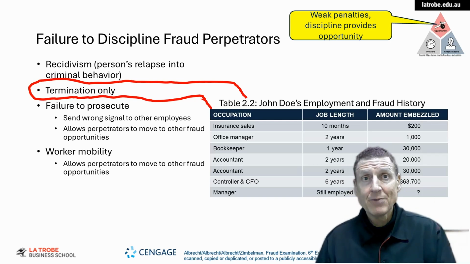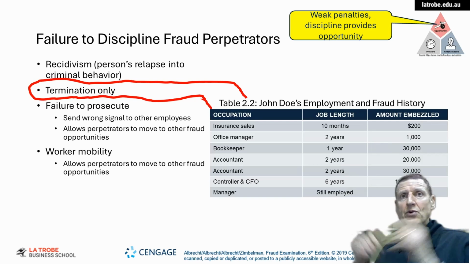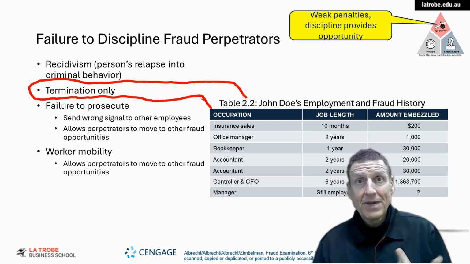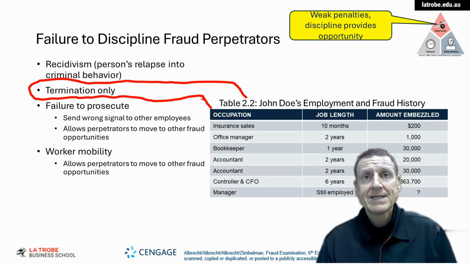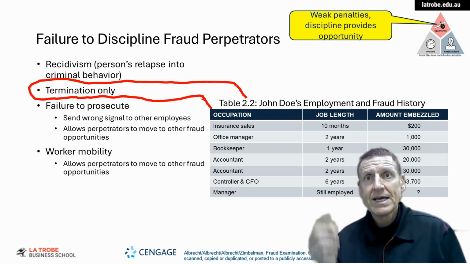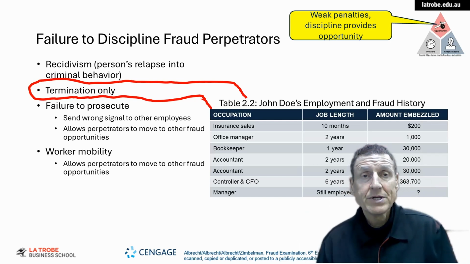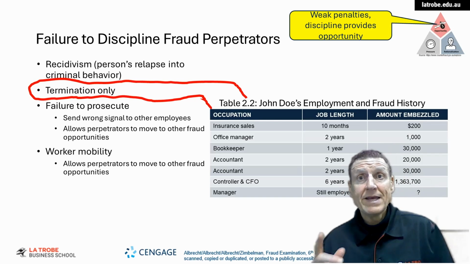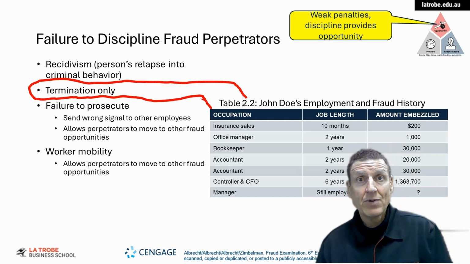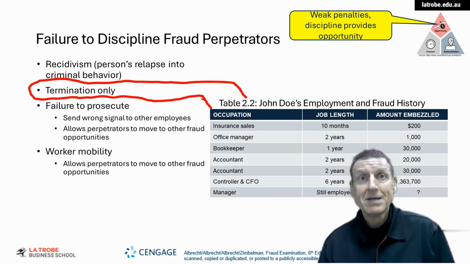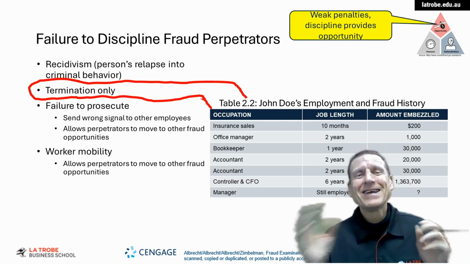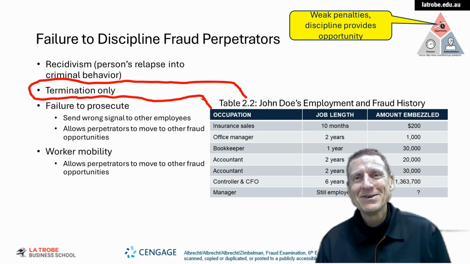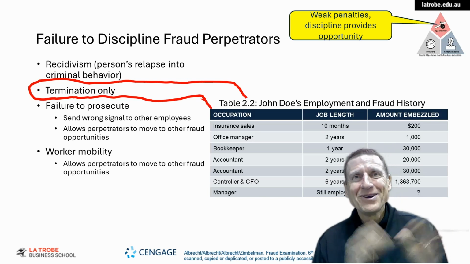And this is exactly what happened here with John Doe, where the first job, he embezzled $200. He was let go and they didn't tell the police. Second job, he was there for 2 years. He stole $1,000. Third job, bookkeeper, 1 year, $30,000. He was let go, went to another job as an accountant. Not the accountants again. I'm training you to be accountants. All right. Okay. He was an accountant for 2 years. He was a bad accountant. I'm sure you're not going to be like this.